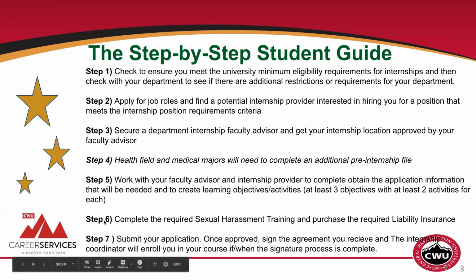At step 6, once the student has outlined the sort of general scheme and plan and objectives of their internship, they should then make sure that they've completed the required training and purchased the required liability insurance. All students are required to complete the sexual harassment prevention training at least once every 3 years, and all students seeking internships are required to purchase either medical or non-medical liability insurance, depending on the nature of the internship. These are fairly affordable. I believe our current insurance pricing at the time of this video is $9 for non-medical, and $12 for medical.